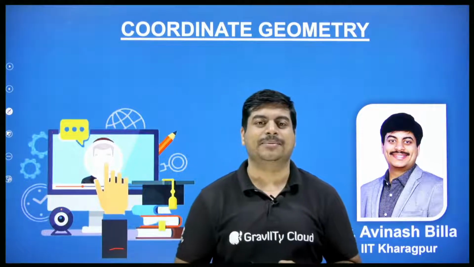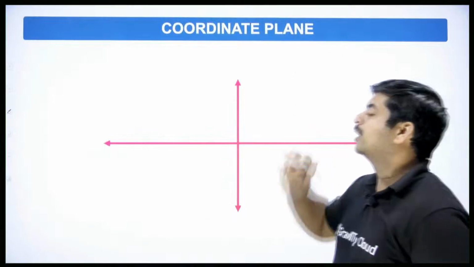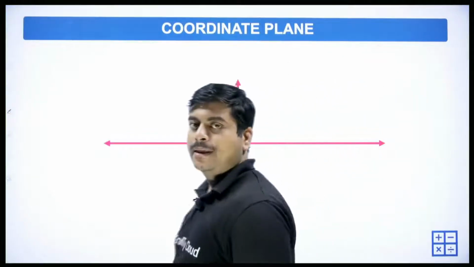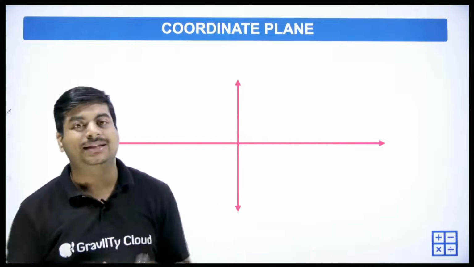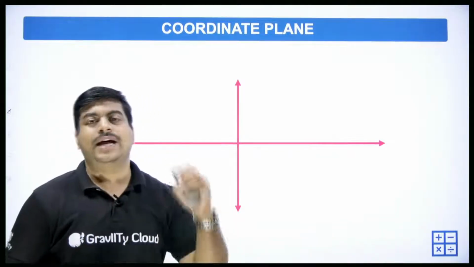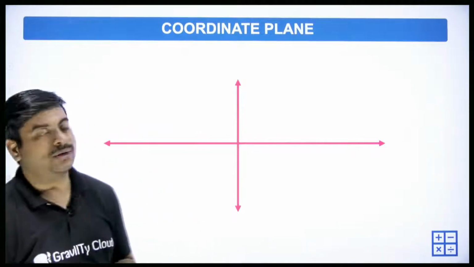Let's start today's session. So what is coordinate geometry all about? The first one we're going to discuss is the coordinate plane. Right? You already discussed in the previous classes what is a plane, what is an axis, what is the x-axis, what is the y-axis, and how to plot points. Once again, let's try to discuss all this, right?